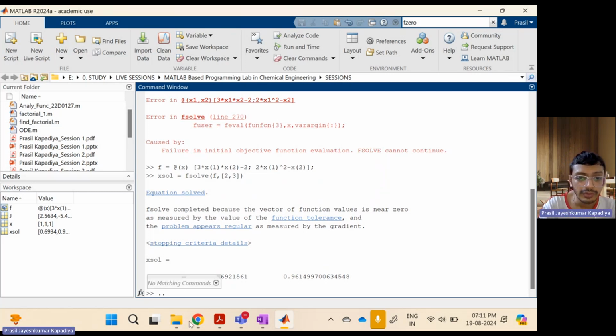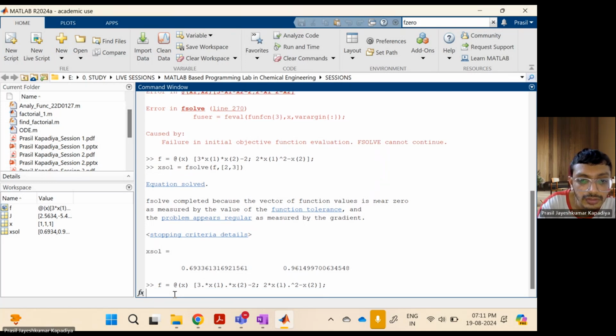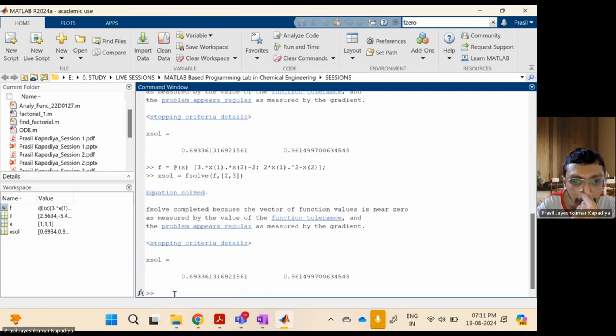Okay, I need to wait. This is not our solution. As we are dealing with vectors, we need to put this dot sign. Yeah, it is showing equation solved. Yeah, okay, it is 3x1 minus x2. That's why, okay, 3 into x1, that's why it is showing equation solved.